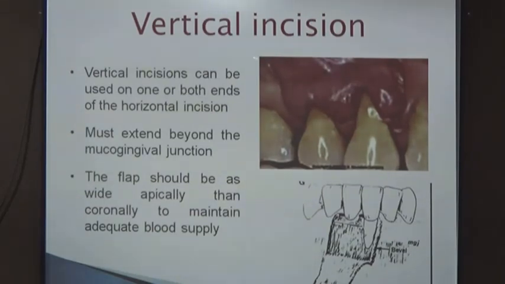It must extend beyond the mucogingival junction. So think, where can we use it? Can it be used in coronally repositioned flap? After giving the clavicular incision, you can pull it upward, right? And the flap should be as wide apically as coronally to maintain adequate blood supply. The only thing is, the base of the flap should be wider than the coronal part. Only then will blood circulation be maintained.